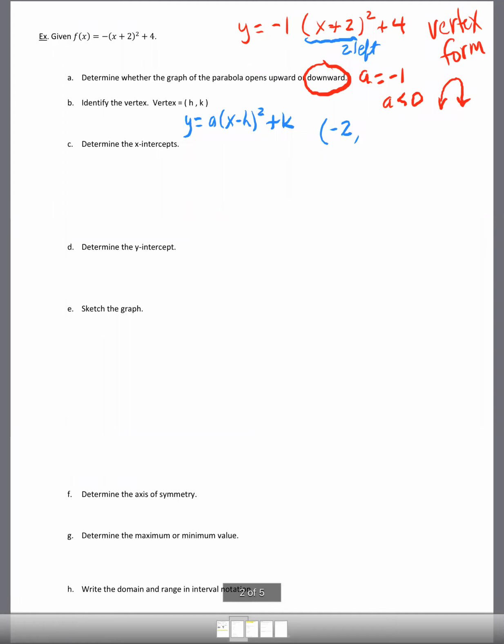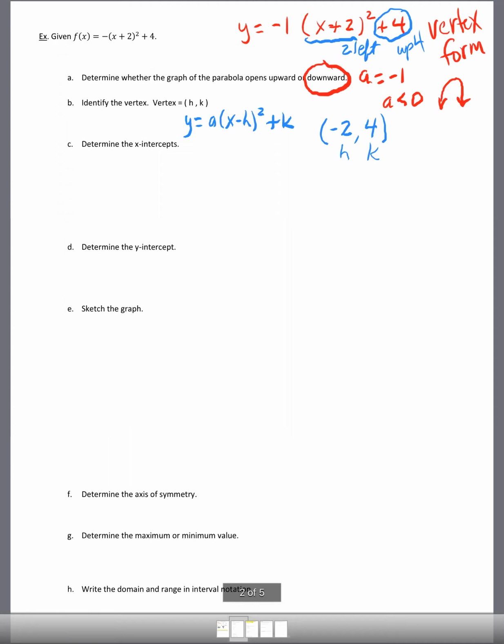And the back end here, this +4, always told us about the vertical translation. And this says you're going to go up 4. So that translates to a +4. So our h is -2 and our k is 4.